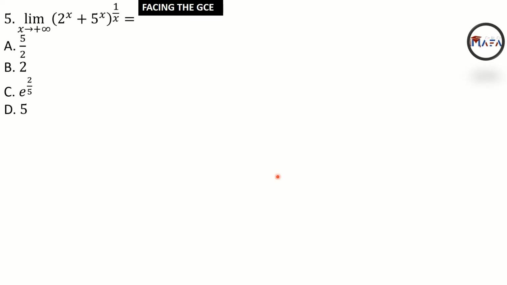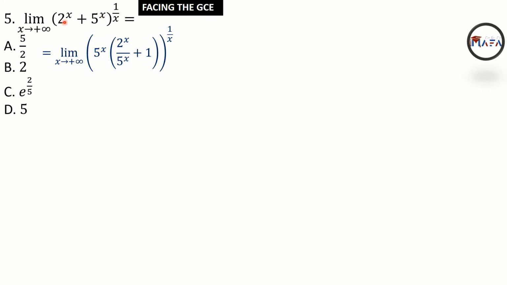So let's move on to the next question, which is on limits. The question reads, the limit as x tends to positive infinity of 2 raised to the power x plus 5 raised to the power x, all that raised to the power 1 over x, is equal to. So as x is tending to positive infinity, I'm going to factor out the function which tends faster to positive infinity.